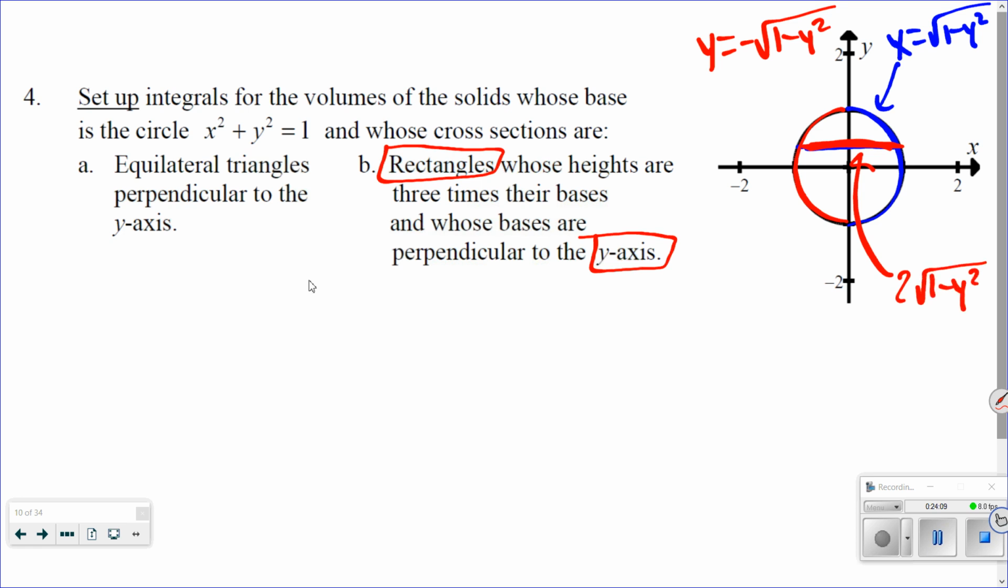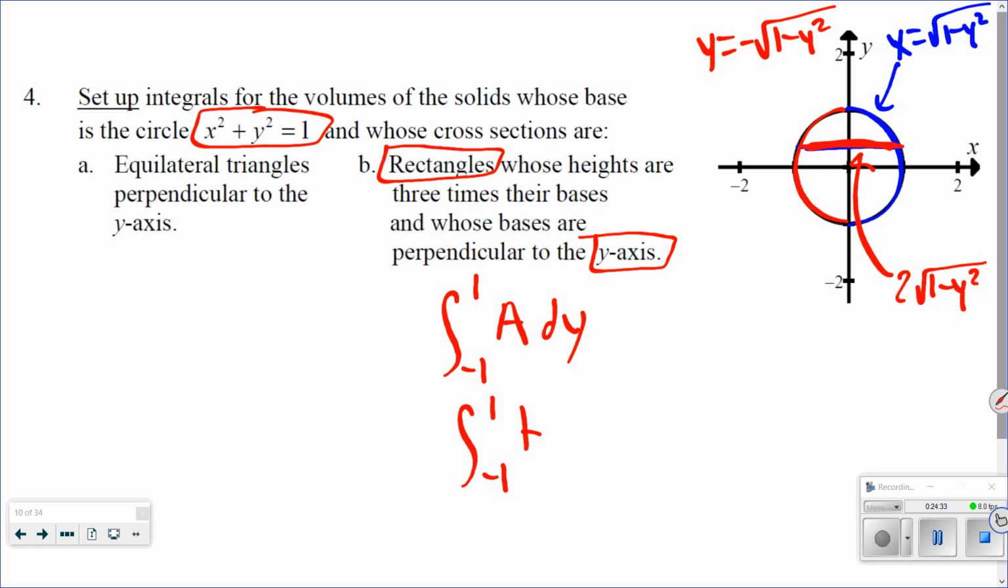If it were perpendicular to the x-axis, I'd have to come back up here and solve for y to put the equation in terms of x. Okay, so let's see if we can figure this out. So again, I'm doing the definite integral from negative 1 to 1 of, and we're going to plug in the area, it's dy. My area is a rectangle, so that's base times height. So I've got to figure out some way to represent the base and the height.